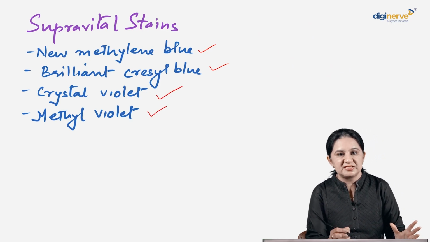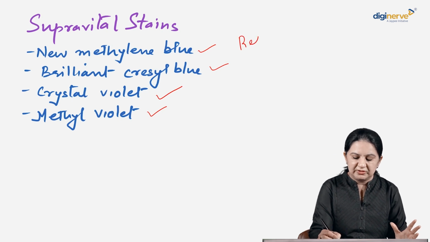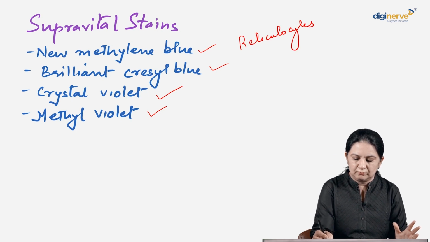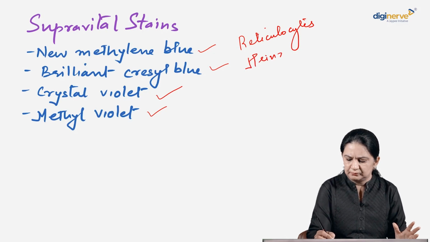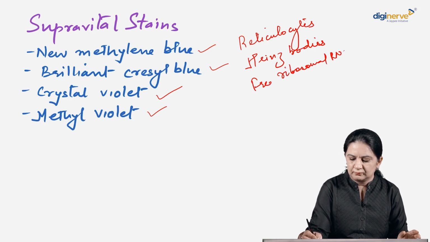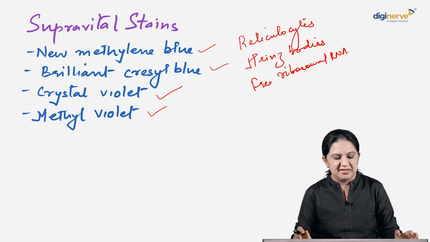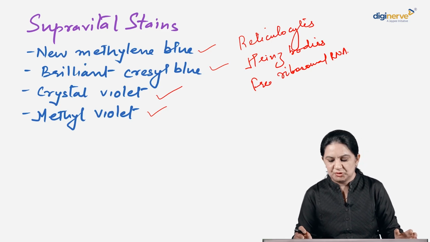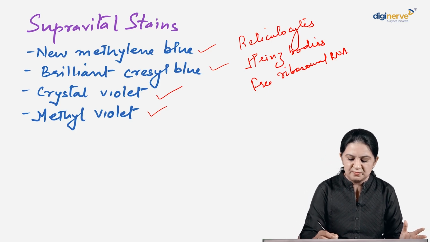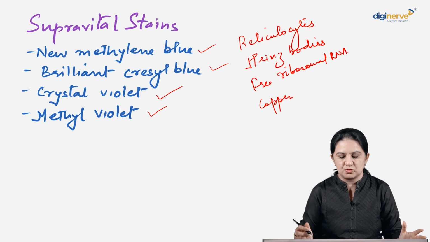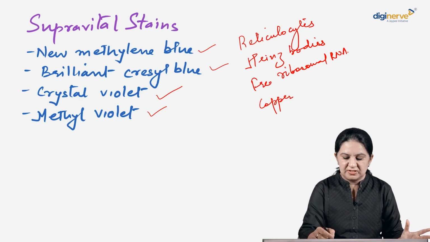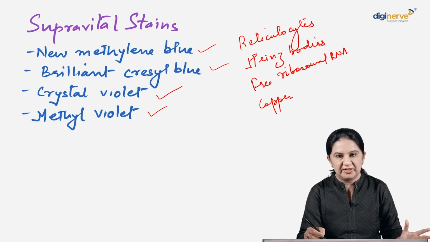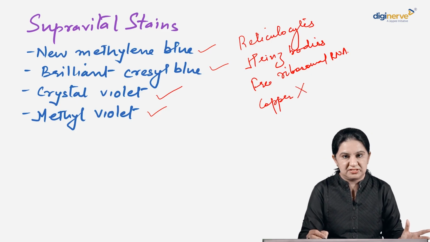Now you will ask me, what do these stains stain? They stain reticulocytes, Heinz bodies and free ribosomal RNA. These various bodies are stained by supravital stain. Sometime back a question was asked, supravital stains stain all except, and there was copper in the options. So what all do supravital stains stain? They stain reticulocytes, Heinz bodies, free ribosomal RNA, but they do not stain copper.